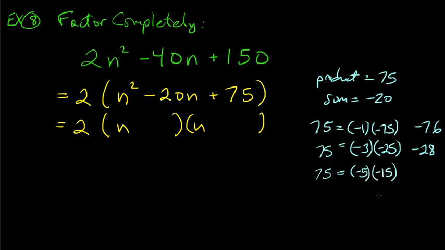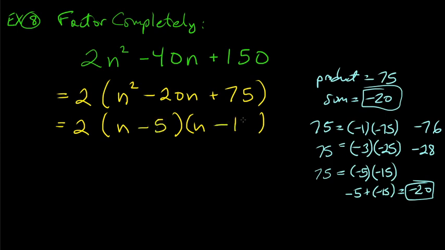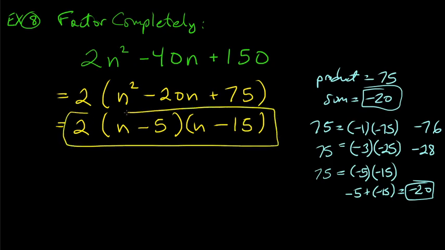Yes, negative 5 times negative 15 is 75. And negative 5 plus negative 15 is negative 20. And there's our match. So that tells me the 2 numbers here are negative 5 and negative 15. And so we're done. Okay. All right. Let's do another.